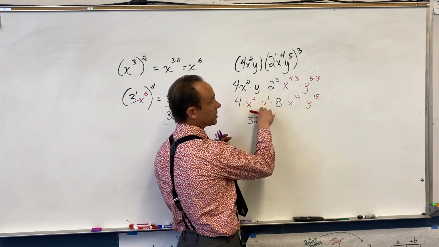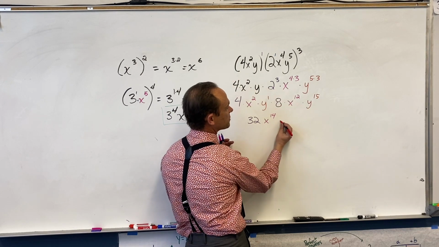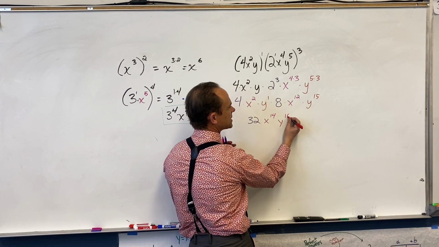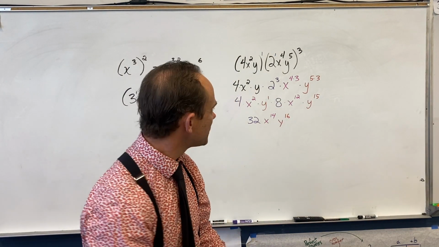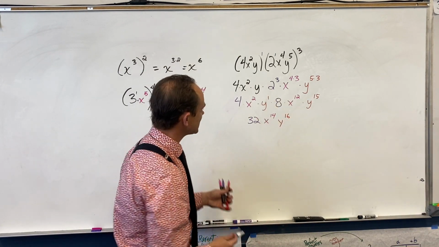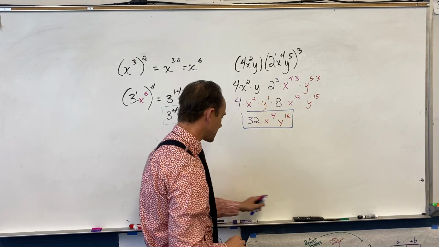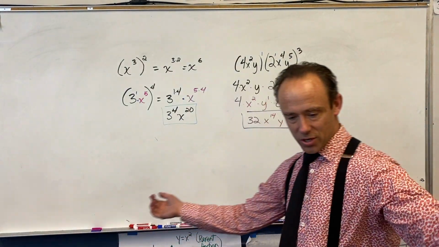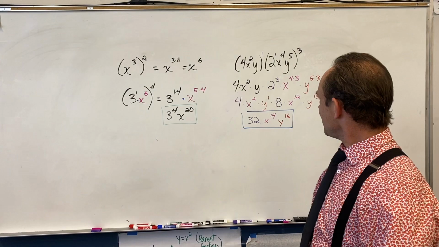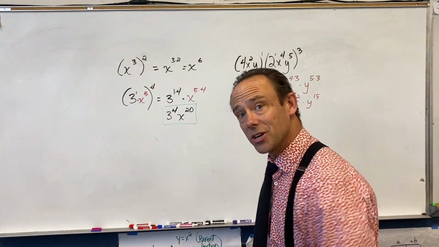And let's finish over here. We've got y to the 1st times y to the 15th, which means we have 16 multiplications of y, or you just go 1 plus 15 is 16. And we are finished. Beautiful. Should we dare do another one? I think we should.